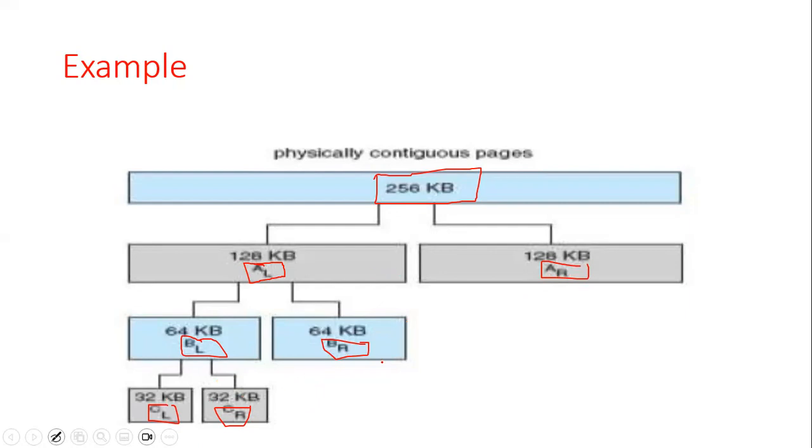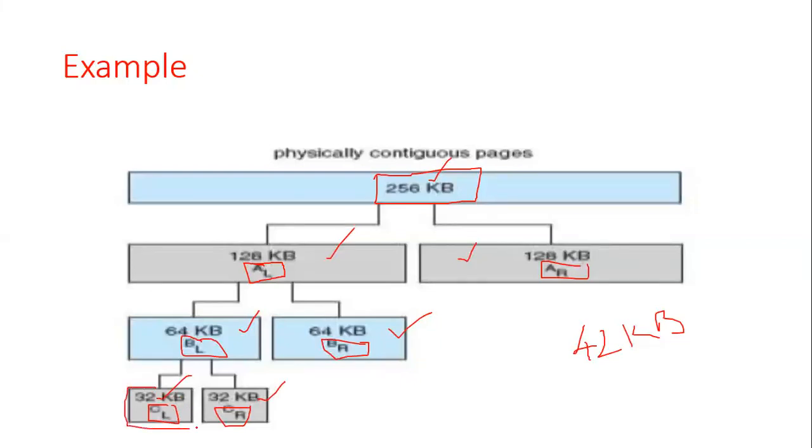Suppose you want to allocate 42 KB with this allocation. How will it be done? Initially we have 256. We have divided it into 128, 128. Again 64, 64. Again 32, 32. The least one is 32.